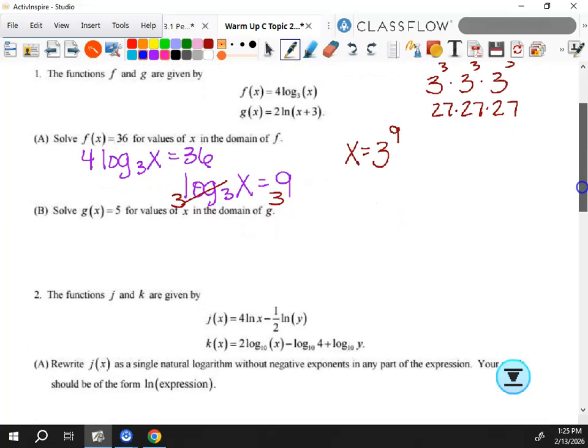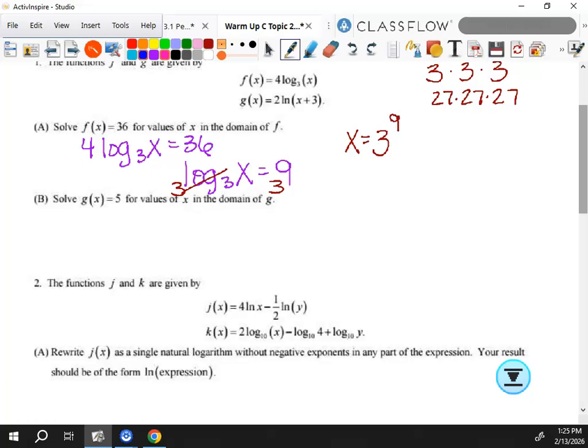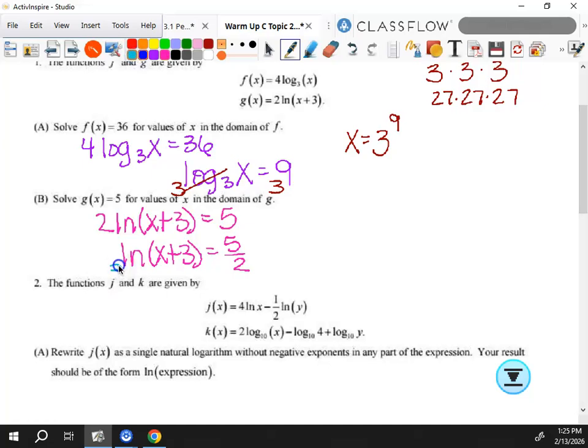Then B, this one also should be fairly simple. We've got 2 times the natural log of x plus 3 equals 5. And I could make 2 an exponent, but if I don't have to, I'd rather not. So I'm going to divide and get the natural log of x plus 3 equals 5 halves. Then again, I need to get the variable out of the log. So I'm going to exponentiate. Base of that log is e. So get e down here. That gives me, these take care of each other.